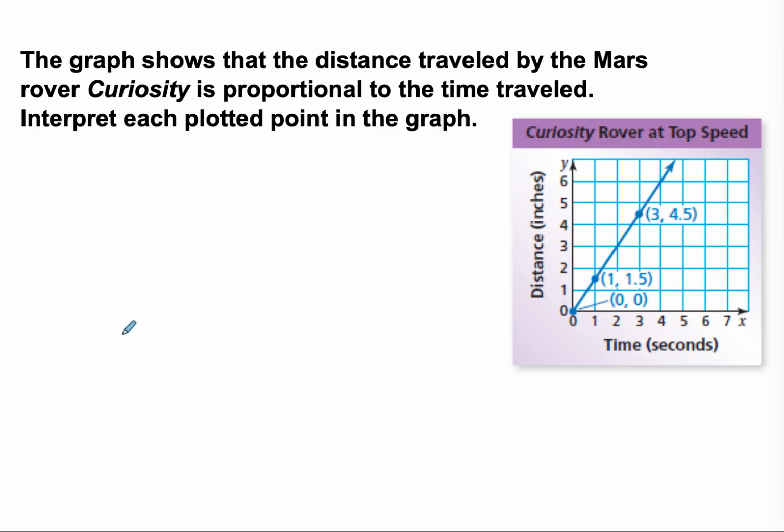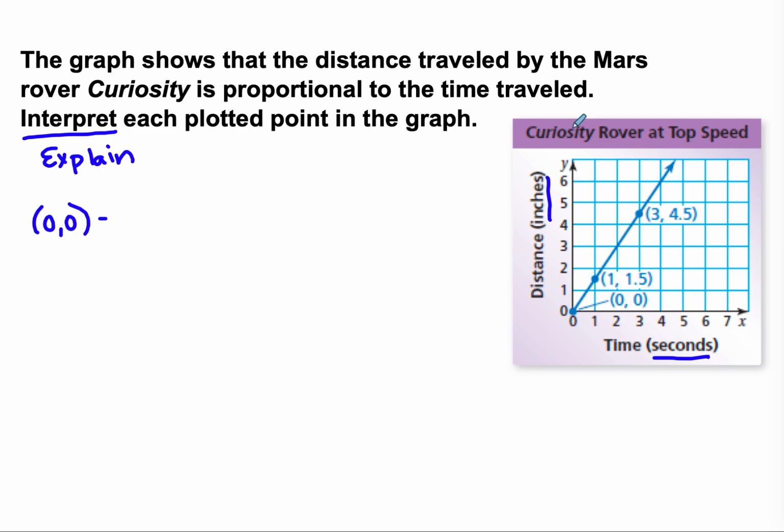Let's go ahead and take a look at our next one. The graph shows the distance traveled by the Mars rover Curiosity is proportional to the time traveled. Interpret each plotted point in the graph. When a problem asks you to interpret, that means explain. So for each point here, we need to explain what that means. We'll start with 0, 0. In our explanation, we need to look at the information from the graph and use the labels that they give us. So in our explanation, we need to use something about inches and seconds.